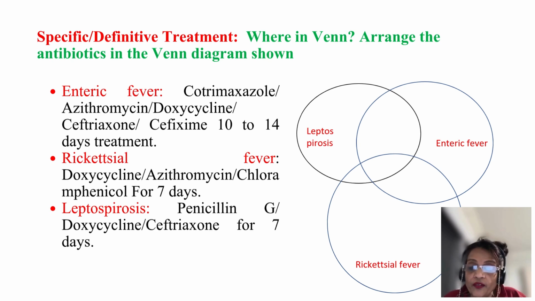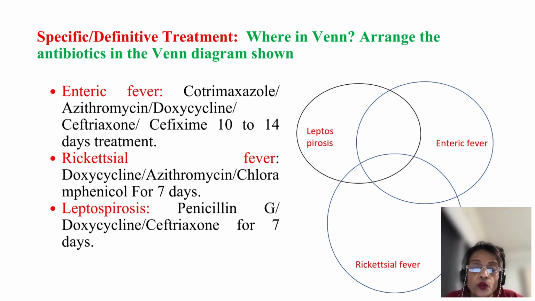Now, once you identify the etiological agents, mainly the bacterial etiological agents, what are the important drugs that can be used? For enteric fever, we have cotrimoxazole, azithromycin, ceftriaxone, cefixime used for 10 to 14 days. For rickettsial fever, we use doxycycline, azithromycin, chloramphenicol for 7 days. And for leptospirosis, penicillin G, doxycycline and ceftriaxone for 7 days.